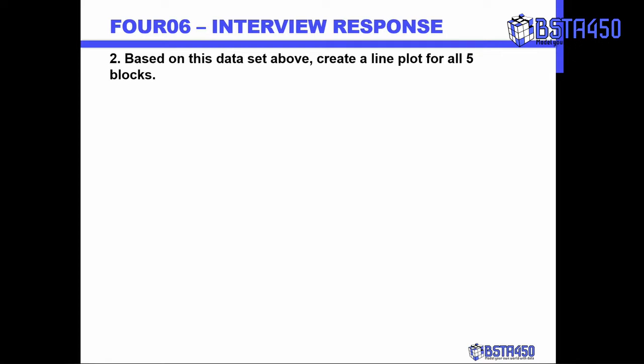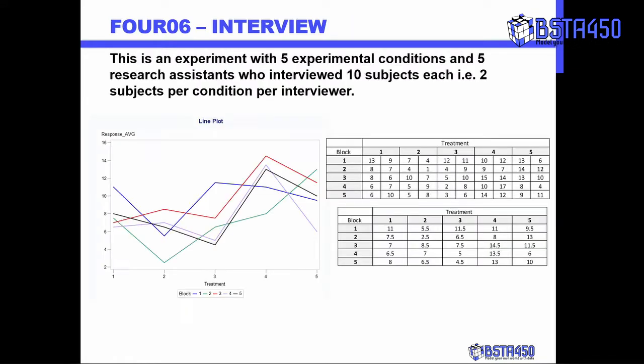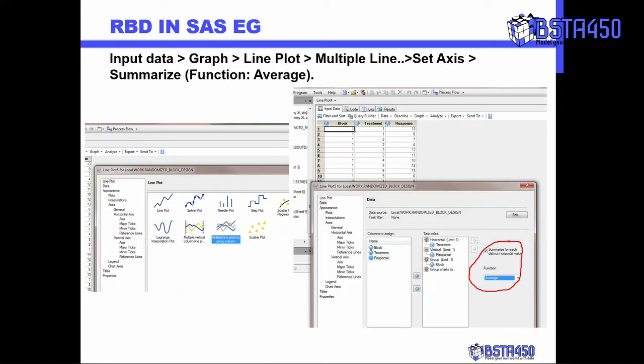So based on the data set above, create a line plot for all 5 blocks. Here is the line plot, and I'm showing you the marginal means. You'll see that different treatments, for example, 4 has a relatively higher response rate, 5 lowers a little bit. However, there's nothing that strikes you. Everything is intertwined and it looks pretty okay. If you want to run it in SAS EG, you can follow these steps, and there are also video tutorials to help you out.